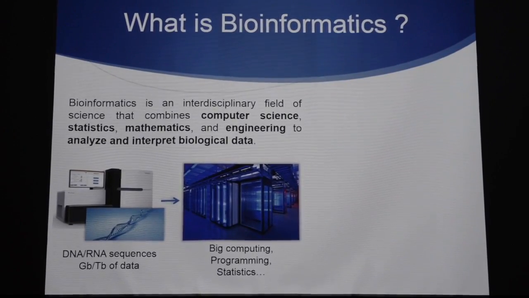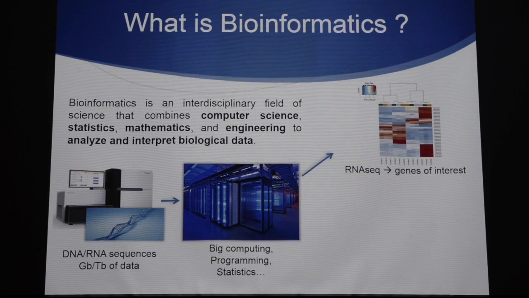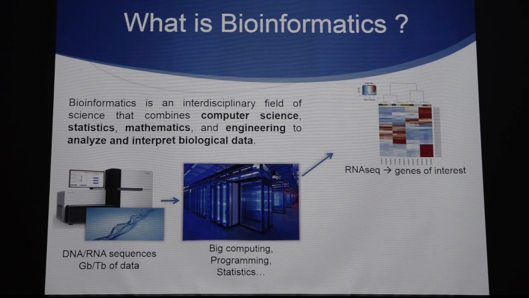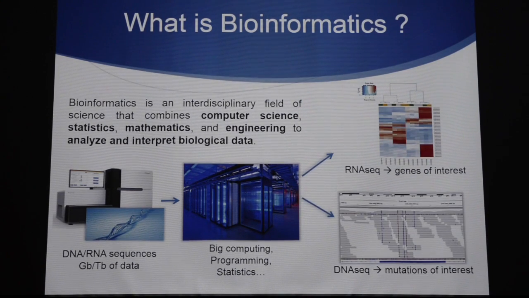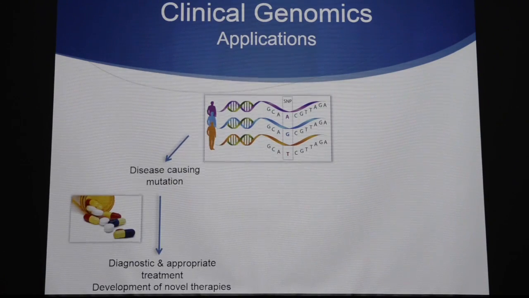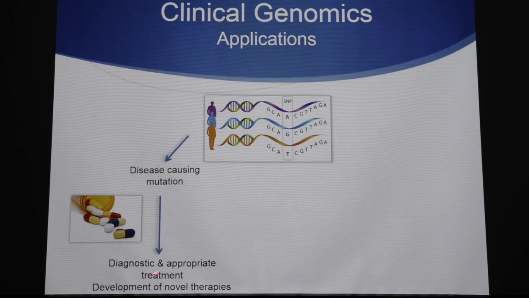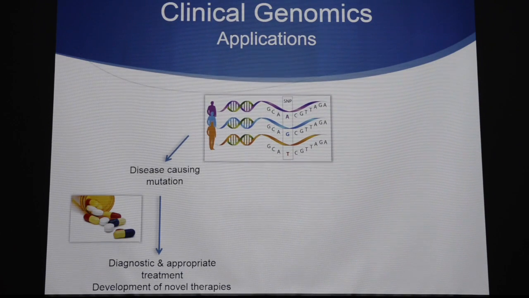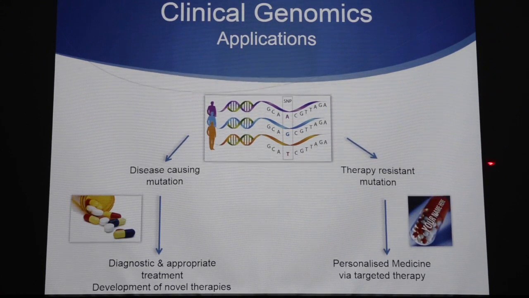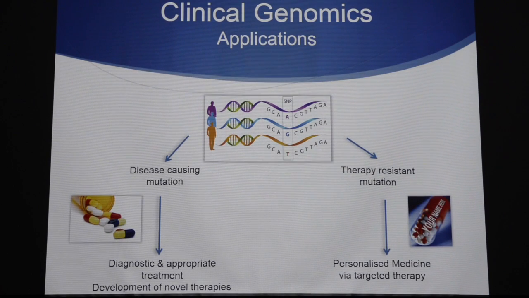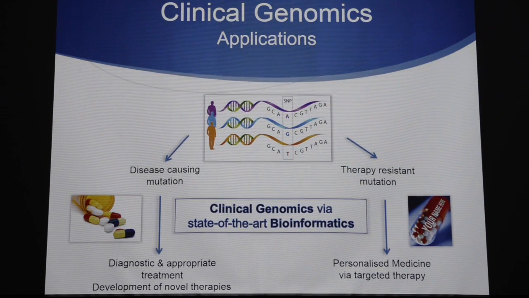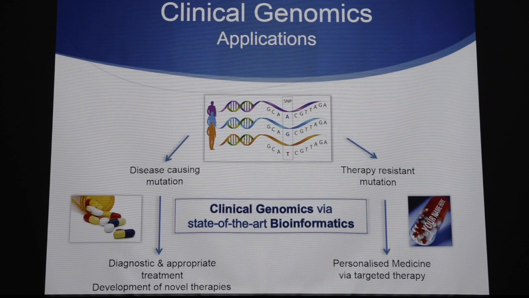Firstly, I would like to give you a brief introduction to bioinformatics, which is a field of science that combines computer science and statistics for the analysis and interpretation of large-scale biological data, such as DNA or RNA sequences, in order to identify genes or mutations of interest. Clinical applications will depend on the effect of the mutations found across patients. If they are responsible for a particular disease, we can use this information to provide a diagnostic or develop novel therapies. And if they are providing resistance to treatment, we can do personalized medicine through targeted therapy. And all those applications together have created what we call clinical genomics through state-of-the-art bioinformatics.